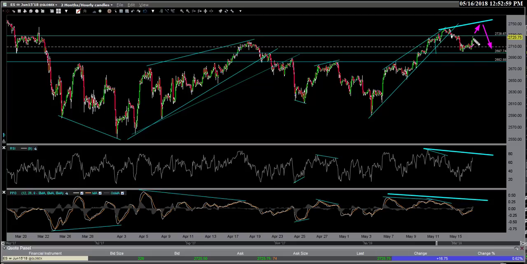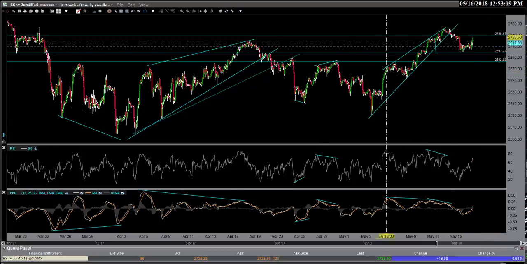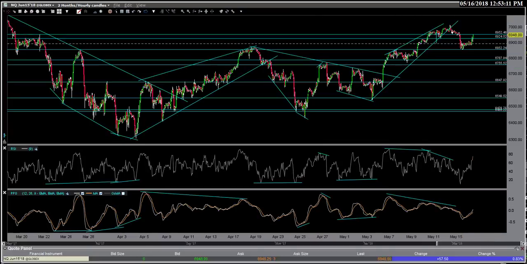But if we do pop above there, we'll probably take out that previous reaction high, and in doing so, we'll probably get another divergent high there, a larger divergent high. That would set the stage for a move down to that additional target I gave you there. All right, let's move on to NQ real quick.